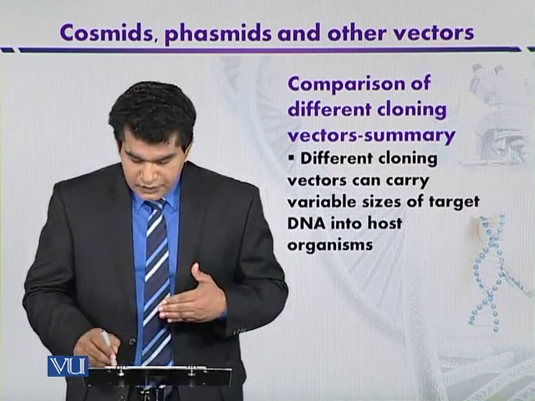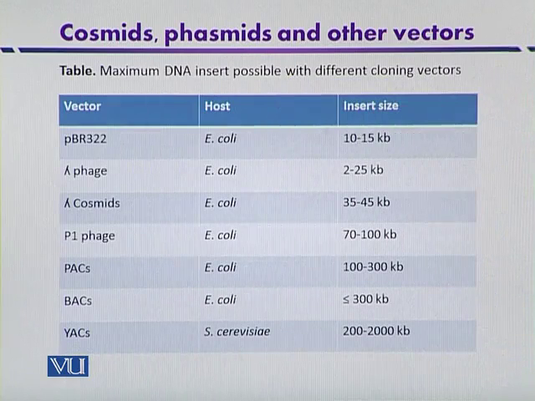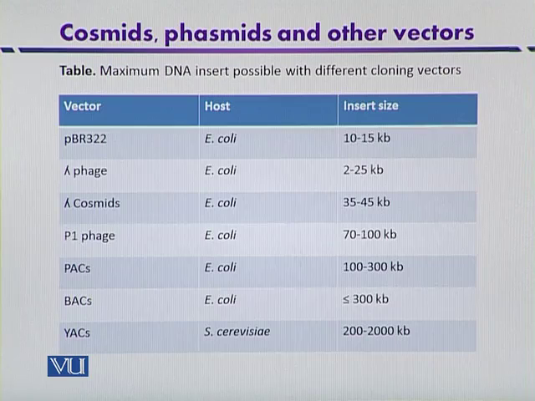Now we can compare them in the form of a table, that is, what is the maximum DNA insert that can be cloned by using different types of cloning vectors. We can discuss pBR322. The host organism is E. coli, and it can clone up to 10 to 15 kilobase DNA fragments.